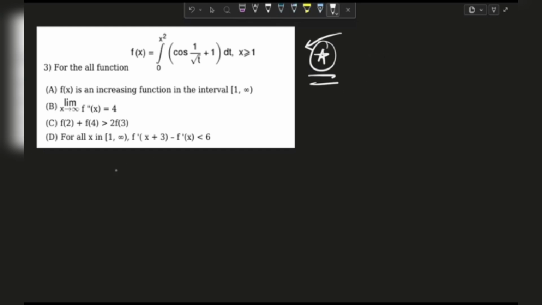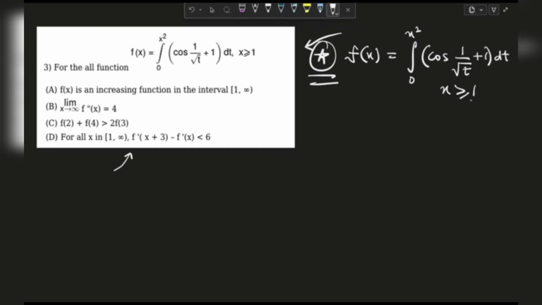And as far as I can look at option D, I guess some sort of intermediate value theorem is also involved, or maybe Rolle's theorem, I don't know. Okay, it's minus. I guess intermediate value theorem might be involved. Okay, anyways, let's head on into the question now. So f of x is given out to be your integral 0 to x square cosine 1 by root t plus 1 dt, where your x is greater than equal to 1.